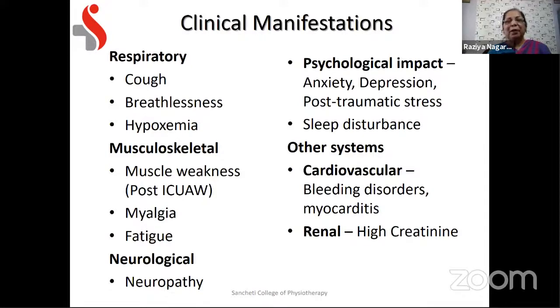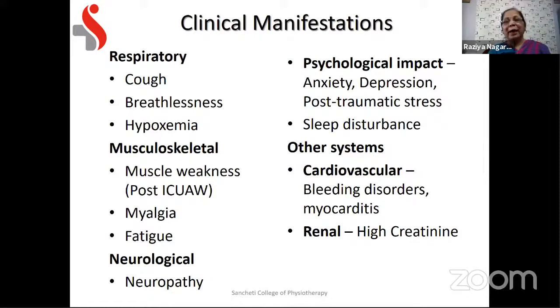Musculoskeletal system, it may cause myalgia, that is pain in the muscles, fatigue, and muscle weakness. Now, this muscle weakness is more seen in patients who have been for a long term in the intensive care unit, and that is known as ICU acquired weakness. In them, this will be more pronounced. Neurologically, it may cause neuropathy. That is, again, it causes weakness of the muscle because of nervous system affection.